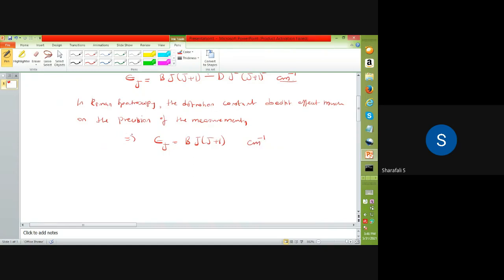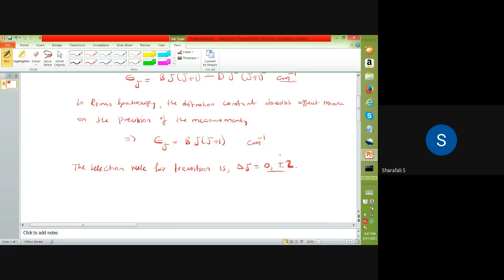And the selection rule corresponding to this transition, in the case of Raman spectroscopy, is delta J equal to 0, plus or minus 2. So here we do not have any plus or minus 1. We have only delta J equal to 0, plus or minus 2.